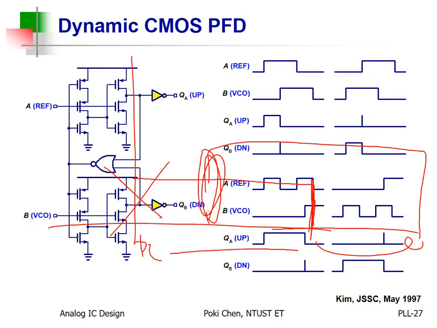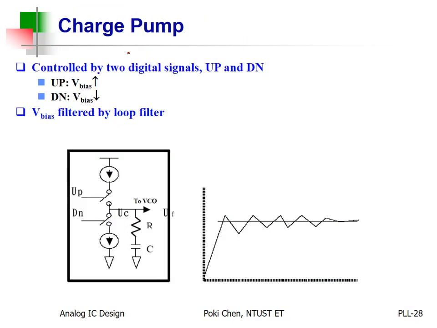So if your operation frequency is high, then I recommend you use the dynamic one instead of the static one. It can not only speed up the operation, but also lower the power consumption, because a dynamic circuit usually has fewer gates. Fewer gates means less power consumption. That is the idea.